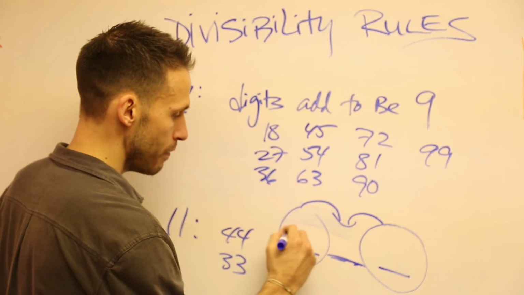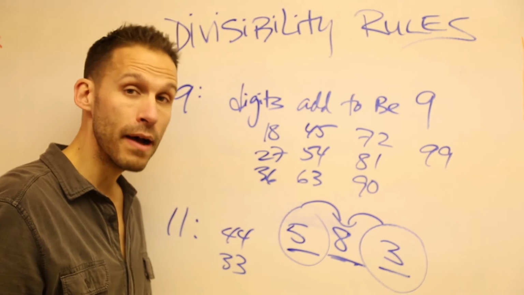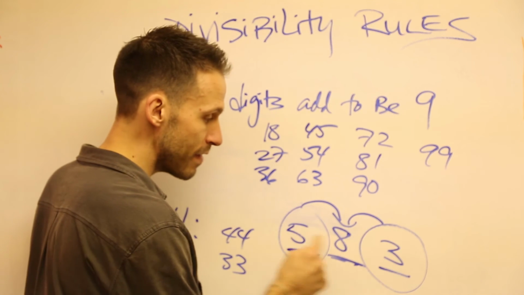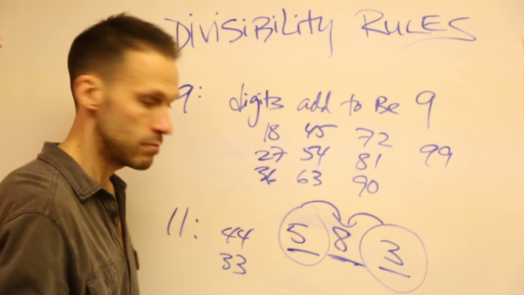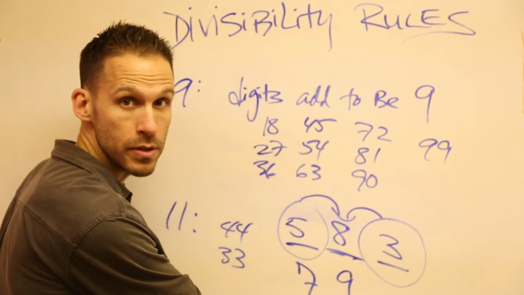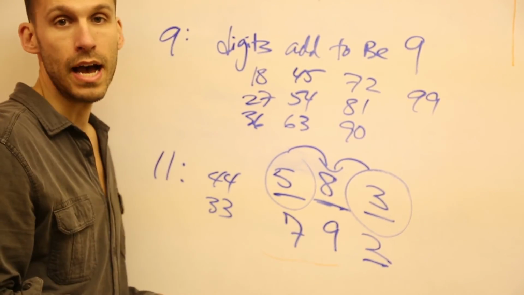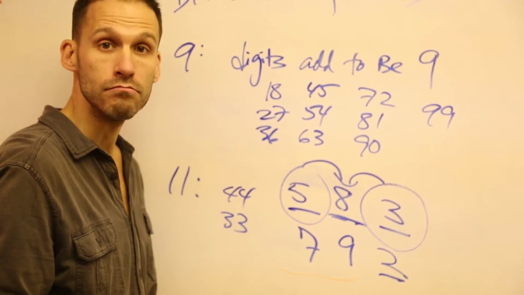For example, 583 is divisible by 11. Why? Because 5 plus 3 is 8. What about 790 something? What does this need to be? It needs to be 2 because 7 plus 2 equals 9. Now we know it's divisible by 11.